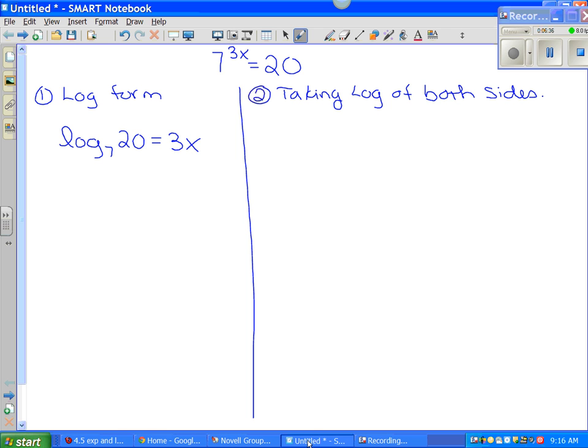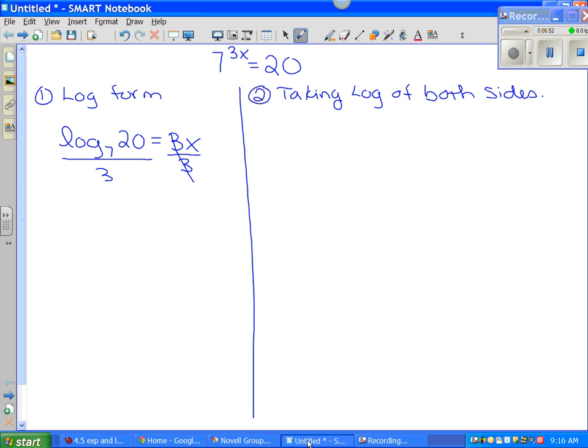X. What's in the way? The 3. I don't want it there. How do I get rid of it? Good. I'm going to divide both sides by 3. And notice I divided the whole thing by 3. Okay? Remember, I'm solving. I'm evaluating for x.